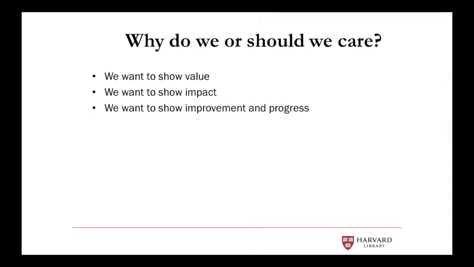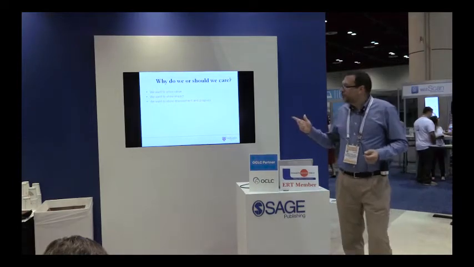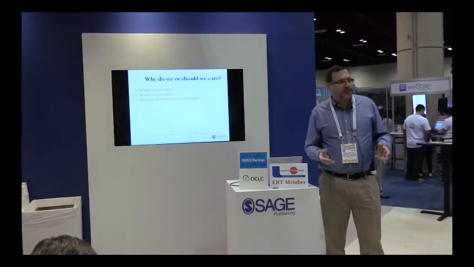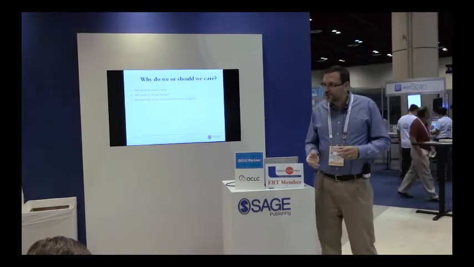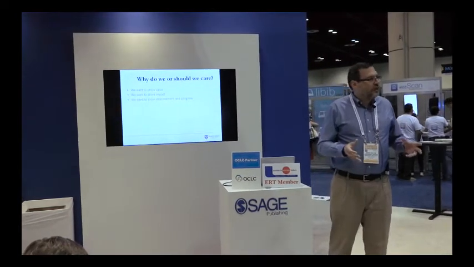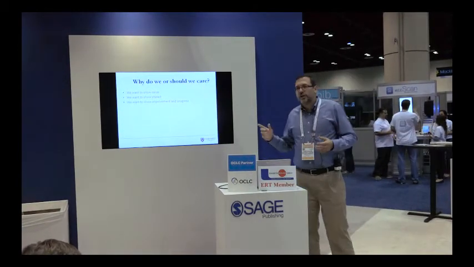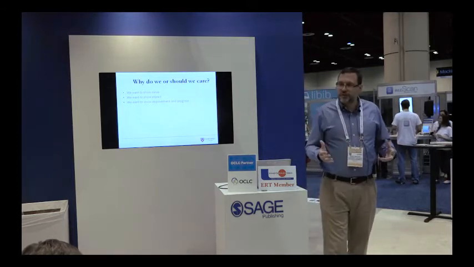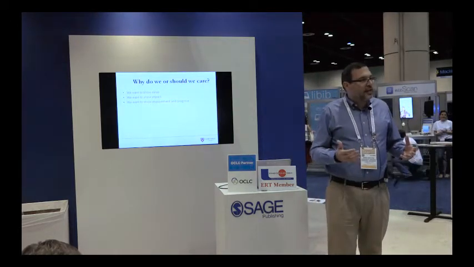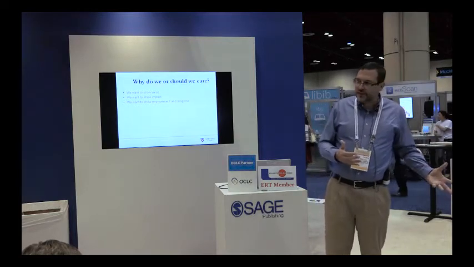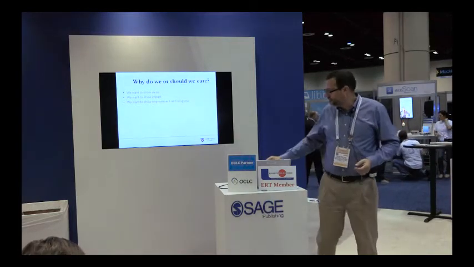And obviously ACRL knows that we are trying to show value because they've created a whole report on the value of academic libraries. We also want to show what kind of impact we're having, not just for our students, but for our faculty, our administration, what everybody else thinks about the service that we provide. Are we truly a curricular service, or are we really an administrative service? And we want to show how we're able to make improvements and progress in the services and the systems that we put into place and in the content that we make available.